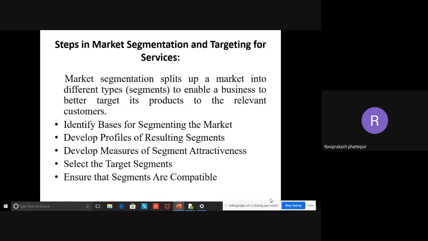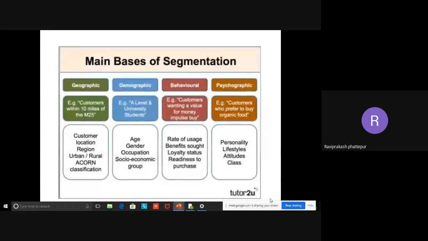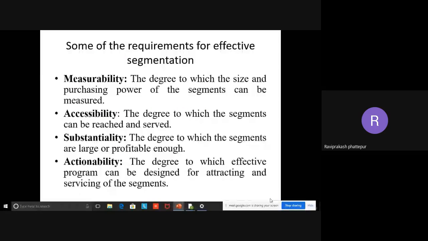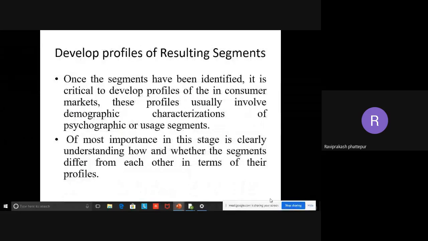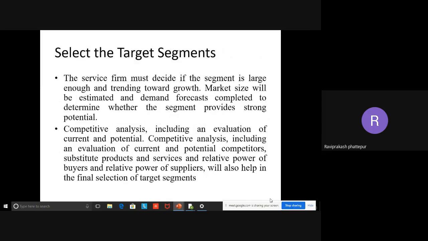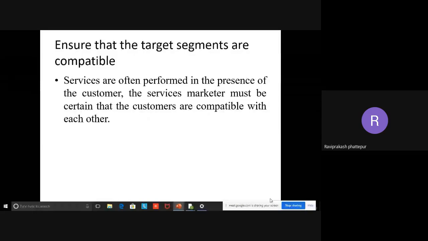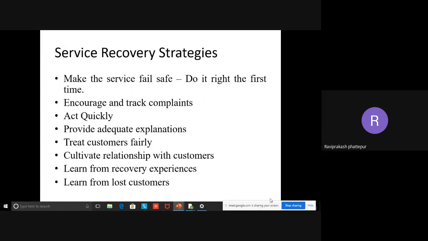And from this particular slide, we are moving to today's class, that is steps in market segmentation and targeting for services. Then what were the different bases for segmentation? What are the requirements of effective segmentation? And what are the criteria for evaluation of the market segments before targeting the market? Then what are the benefits of segmentation to a business? Then develop different resulting segments, then develop measures of segment attractiveness, select the target segments, ensure that the target segments are compatible, then different service recovery strategies. So we have just seen a small recap of module 2.